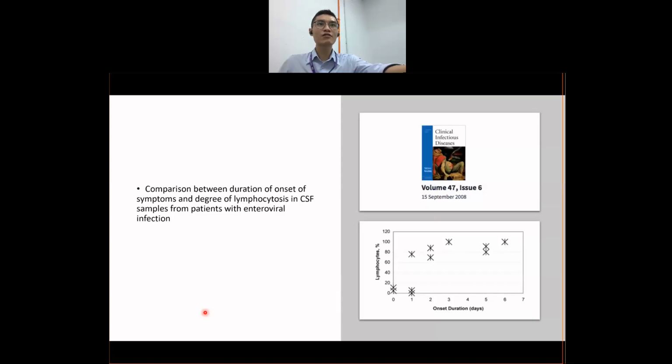All right. So sometimes the timing of doing a lumbar puncture is also very important. Looking at this slide, on the x-axis it is the duration of the day, and on the y-axis it is the amount of lymphocyte. You can see if you take the CSF too early, you do a lumbar puncture too early, for example on day 0, on day 1, you find that the lymphocyte counts are usually low. But as the disease progresses, usually you can find that the lymphocyte actually increases. So sometimes it depends on the timing of you doing the investigation as well.